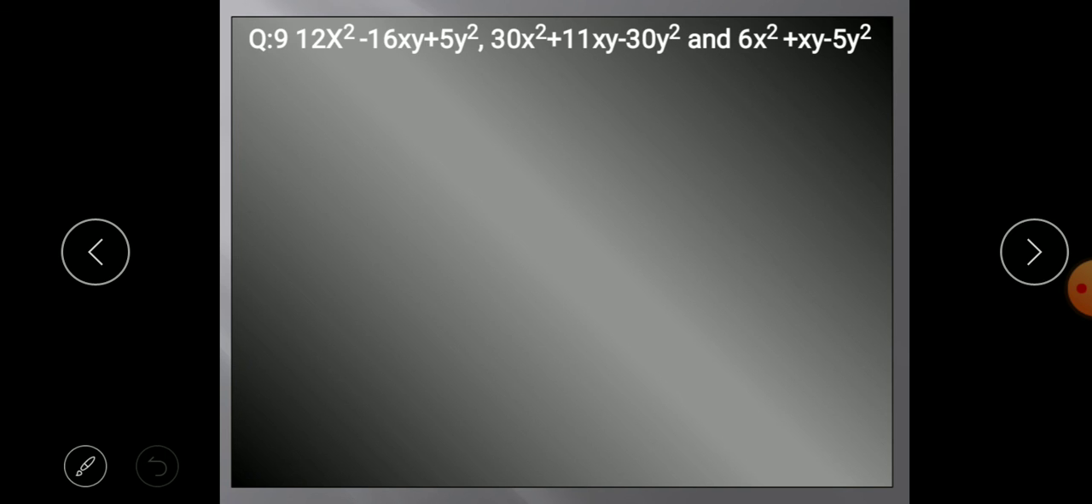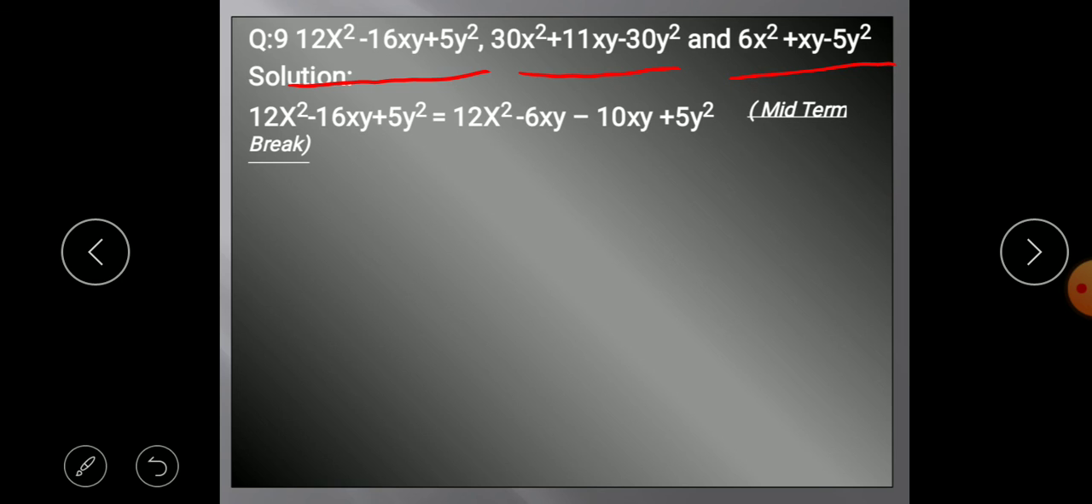Alright. Now, the next question is 12x square minus 16xy plus 5y square, 30x square plus 11xy minus 30y square, and then the last term is 6x square plus xy minus 5y square. So again we will find its factors. The very first expression, 12x square minus 16xy plus 5y square, we have split it, applied here the middle term break method. So minus 16xy has been split into minus 6xy minus 10xy.